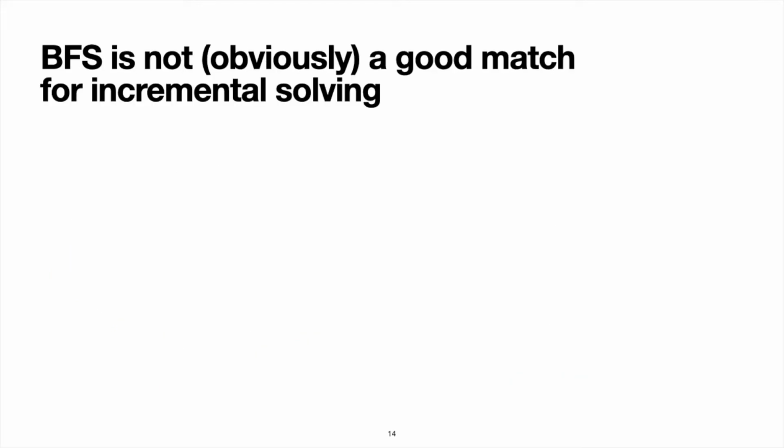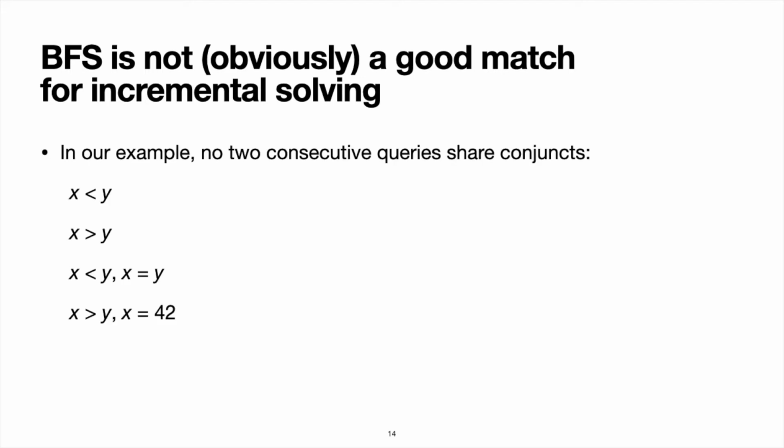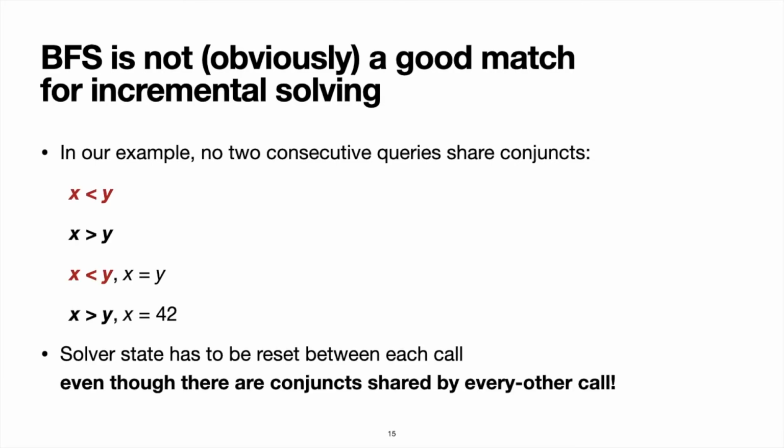The issue is that breadth-first search is not obviously a good match for incremental solving. And this is apparent from the fact that, in our example, no two consecutive queries share conjuncts, which means that we'd have to reset the solver state between each call, which is bad for performance. And this is despite the fact that there are shared conjuncts, but they're just shared between every other call.